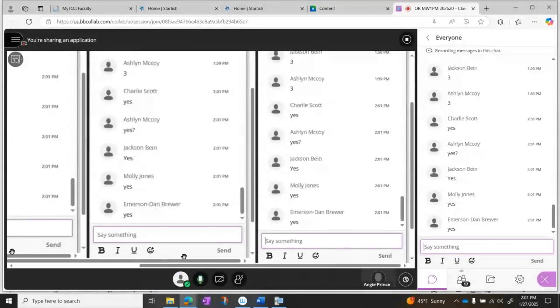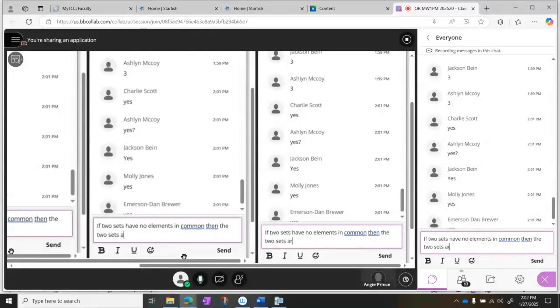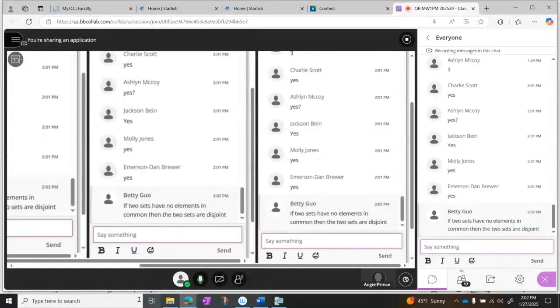They are, right? Yes, Ashlyn, they are, because they have no common element. If two sets have no elements in common, they are disjoint. I can type the definition here. If two sets have no elements in common, they don't share any elements, then the two sets are disjoint. Right? They do not overlap.